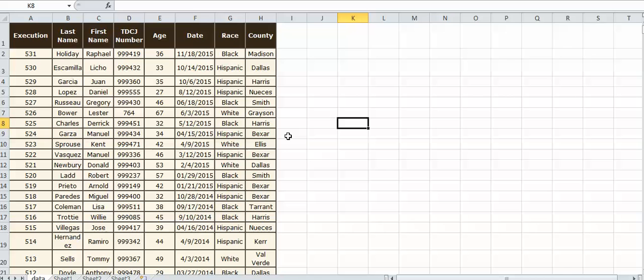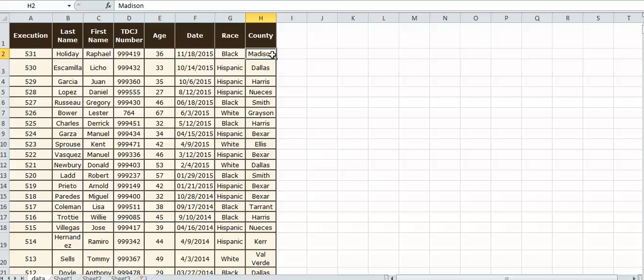This data set represents the executions that took place in Texas, and this data belongs to the Texas Department of Justice. Basically, each row here shows a specific execution that happened. As you can see, this is the name of the person being executed, the age of the person, the date when the execution happened, the race of the person, and the county where the execution took place.